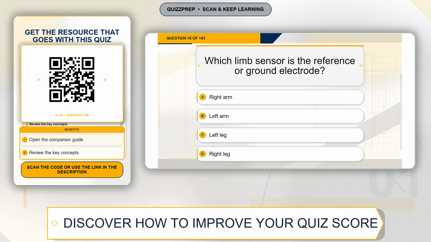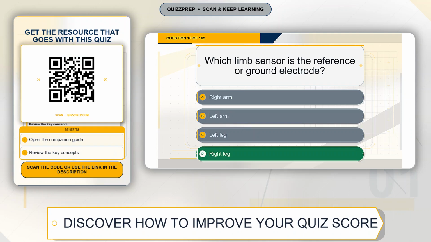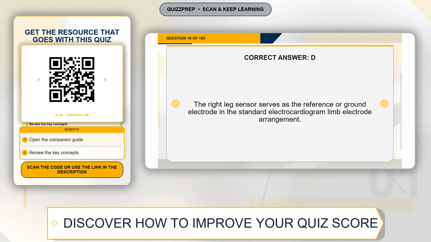Question 18. Which limb sensor is the reference or ground electrode? Option A, right arm. Option B, left arm. Option C, left leg. Option D, right leg. The correct answer is Option D, right leg. Explanation. The right leg sensor serves as the reference or ground electrode in the standard electrocardiogram limb electrode arrangement.